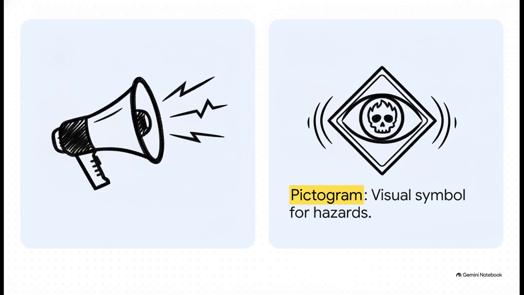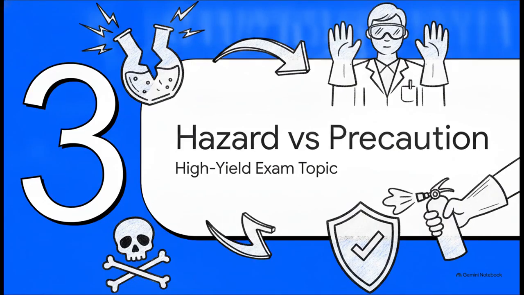It uses standard symbols so workers can visually recognize a hazard without reading a single word. So the signal word alerts you, while the pictogram visually paints a picture of the hazard. Make sense? Section 3, Hazard versus Precaution.